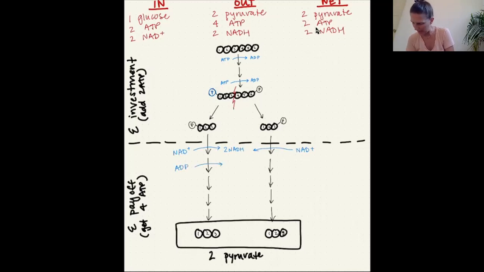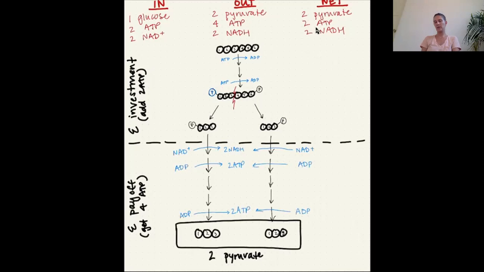So remember, we're doing energy payoff here. So we're going to get 2 ATP there. And then at the end here, we're going to see that we get another 2 ATP. So ADP is being converted to ATP here. ADP, and I just want to make it real clear, ATP, all right?